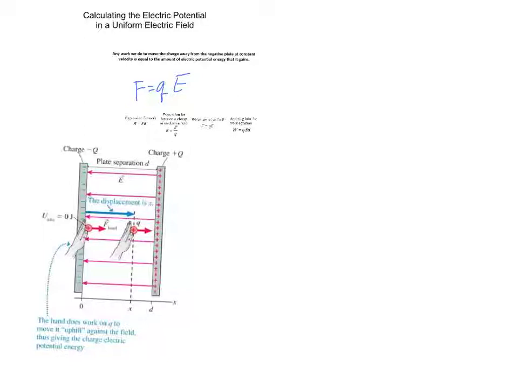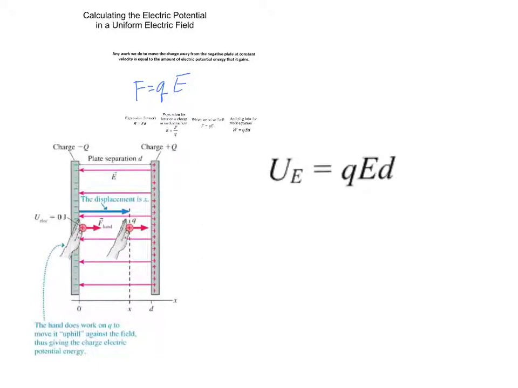The energy that is changing here is electric potential energy. So we can say that the electric potential energy is equal to QED because at our initial position, the electric potential energy is 0. So we can say that our electric potential energy is equal to the charge times the electric field times the distance moved in that field.